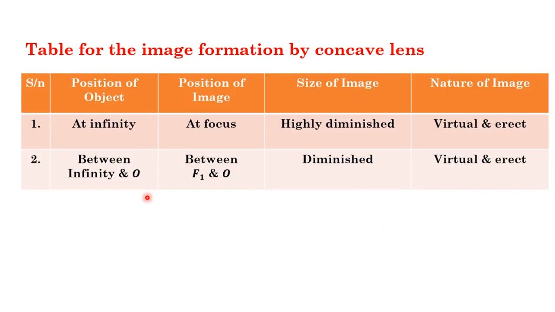Okay, so this is for image formation for concave lens. So we have only studied two cases. So only two cases are possible, as you know. So whenever we place any object between infinity and optical center, its image will be always formed between F1 and O. Size is diminished, nature is virtual and erect. So these figures and this theory, this table, you have to draw in your school notebook.